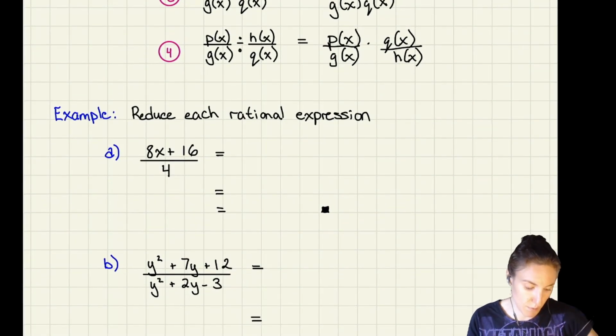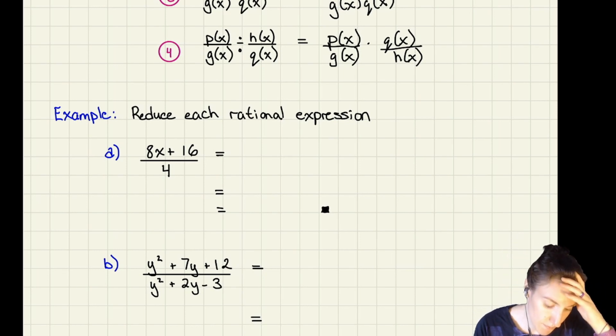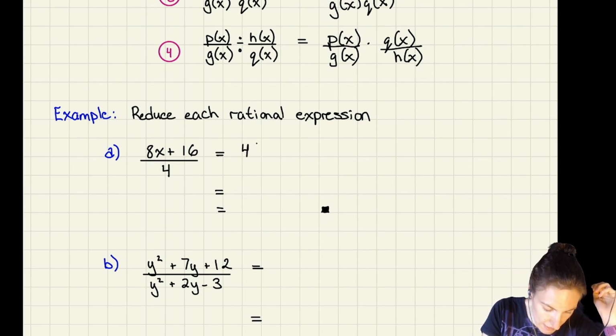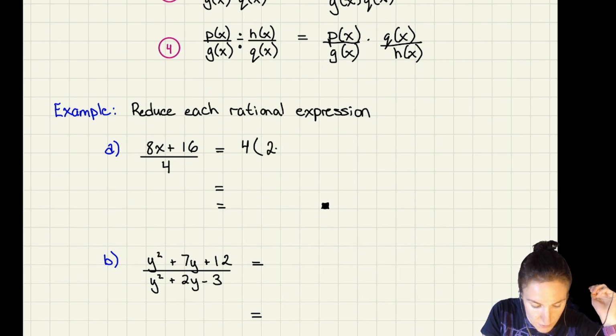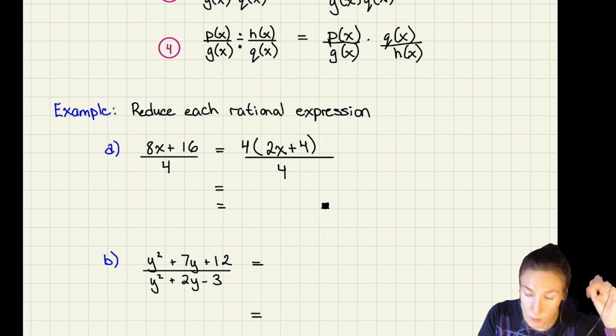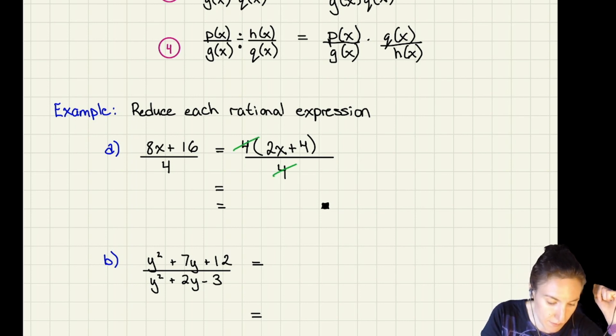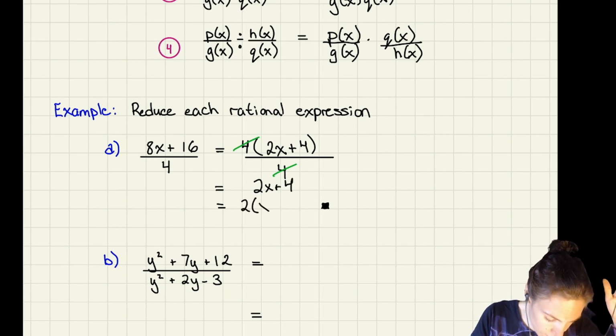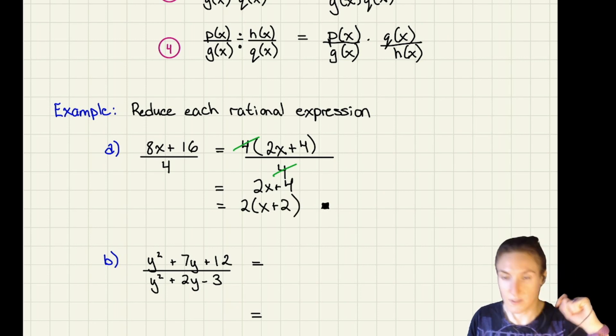Now let's do a few examples. Let's start off with this one here. So notice that on the top, we can factor out 4. And then instead of 8x, we would have 2x. And instead of 16 here, we would have a 4. In our denominator, we just have a 4. So using that first property, these 4's, we can get rid of them. And we're going to be left with 2x plus 4. Now we could leave it like this, but if we wanted to, we could also factor out the 2 to get the following.